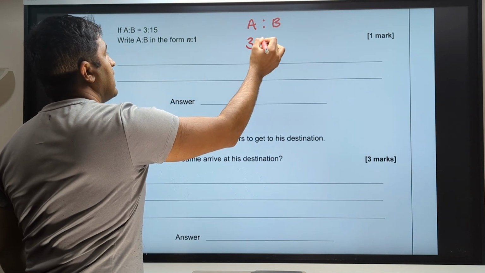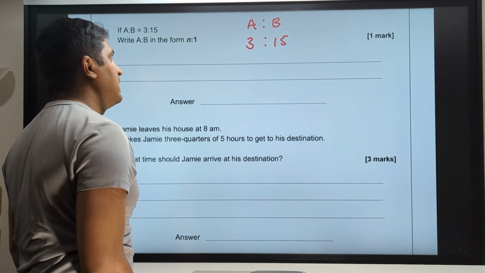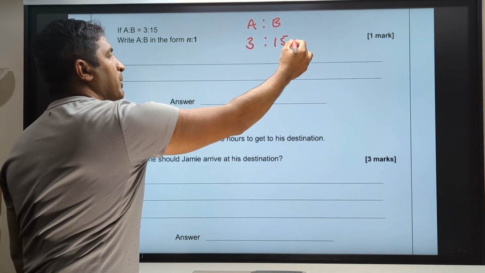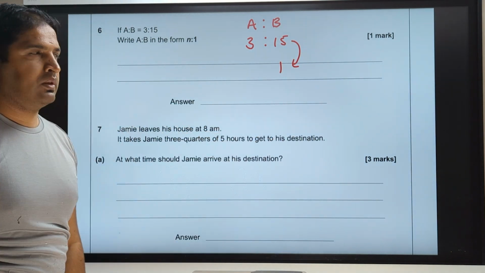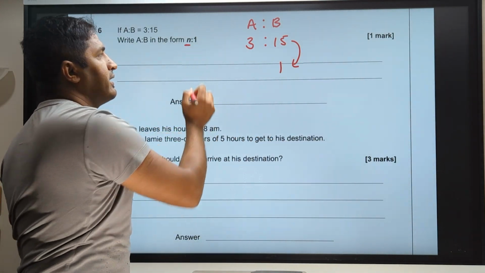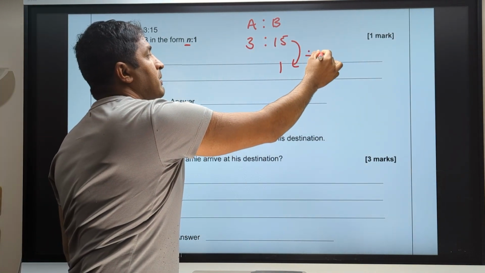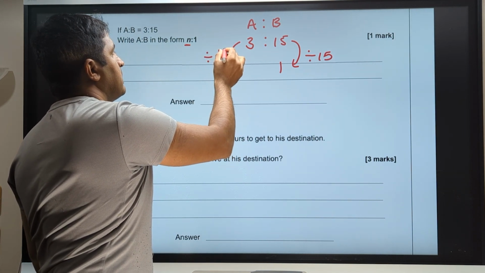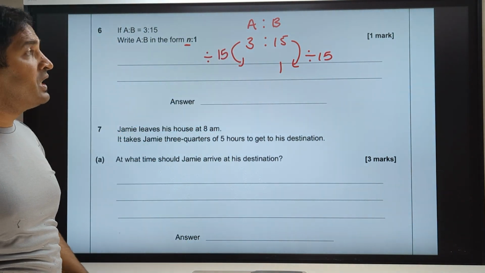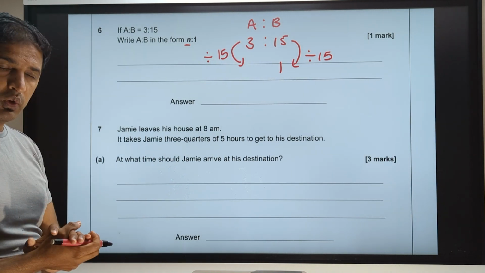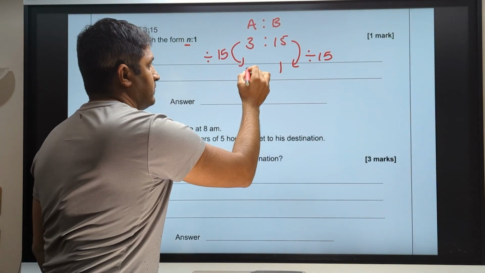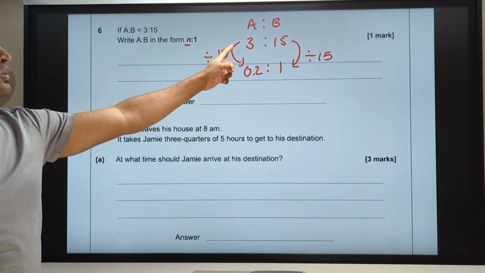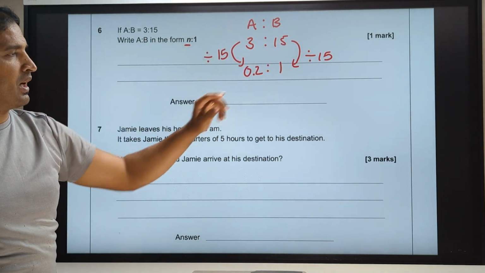And when A is 3, the B has to be 15. And we've been asked to write in that form where the second B part should go to 1. So what am I doing to 15 to get to 1? I need to do the same thing to find that n. If I'm dividing 15 by 15 to get to 1, I need to divide 3 by 15 as well. So 3 divided by 15 will give you 1/5, which is 0.2. Because you are allowed to use a calculator, that's all I had to do, 3 divided by 15. So this is what we get for that 1 mark.